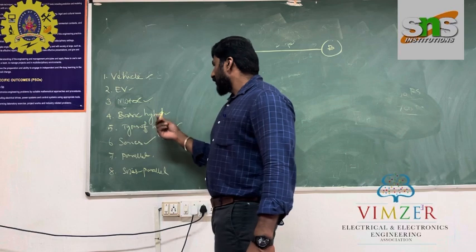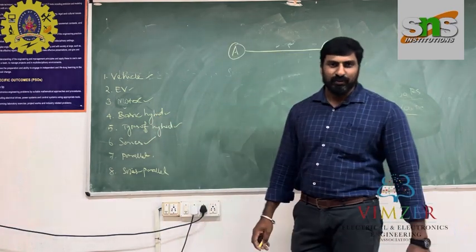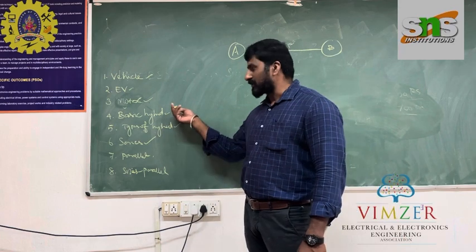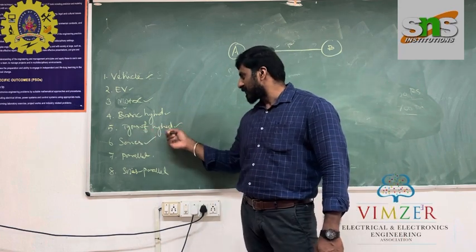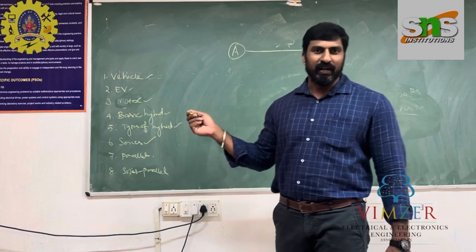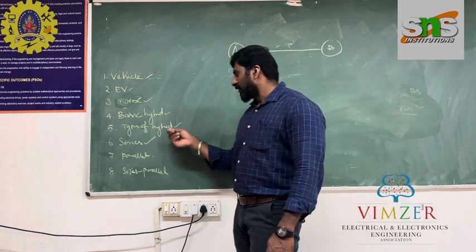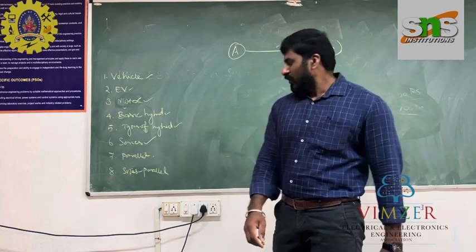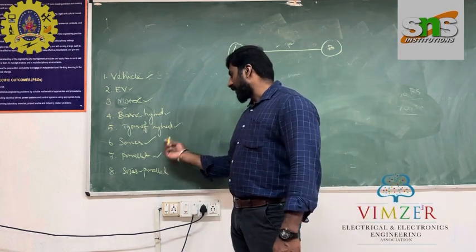And the fourth one is the basic hybrid mechanisms: what is meant by hybrid, and what the combinations are for making a hybrid. These things were discussed in the fourth class. Then the fifth class covered types of hybrid systems: series, parallel, and series-parallel. In the last video lecture I explained the series hybrid mechanism. Today's class we will discuss the parallel hybrid.